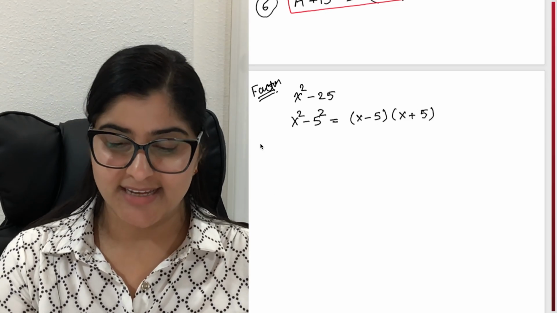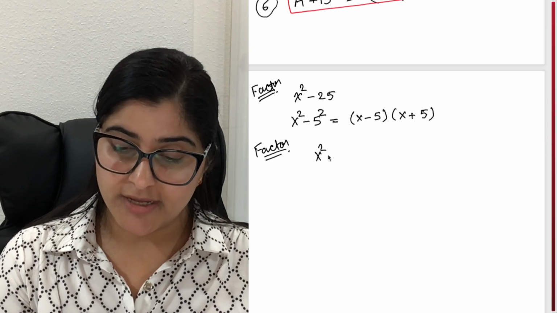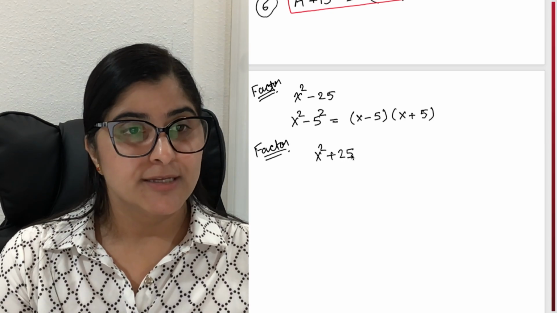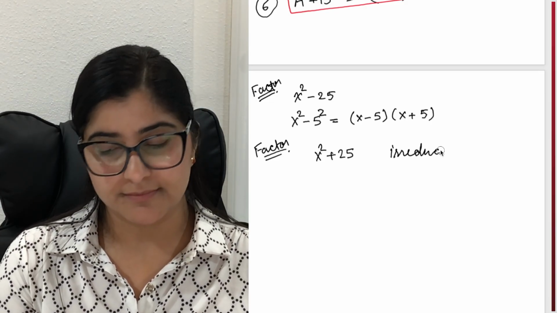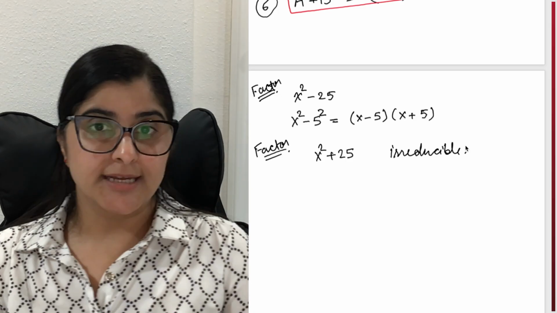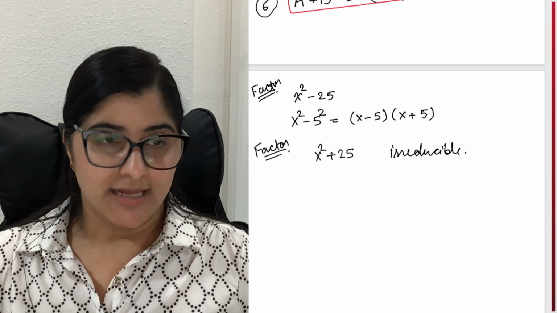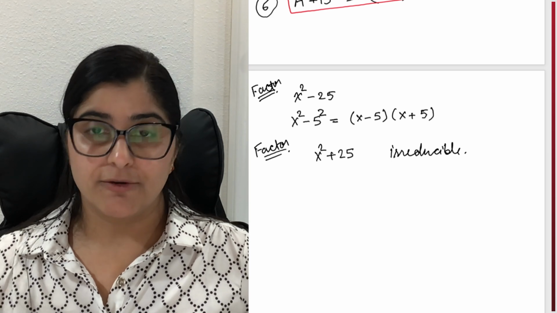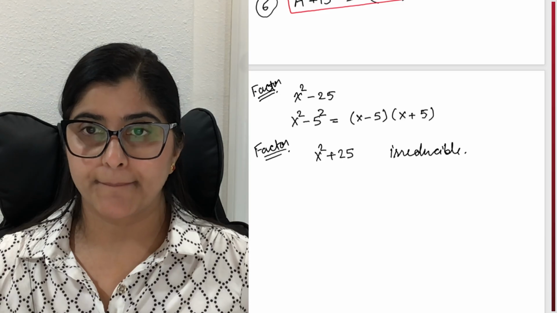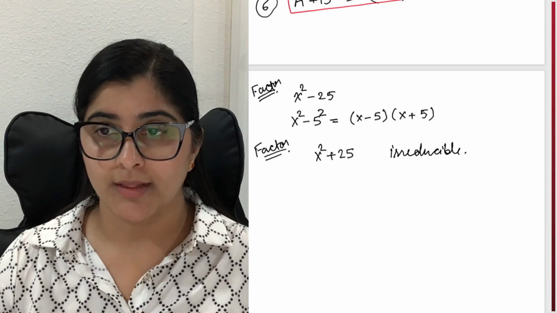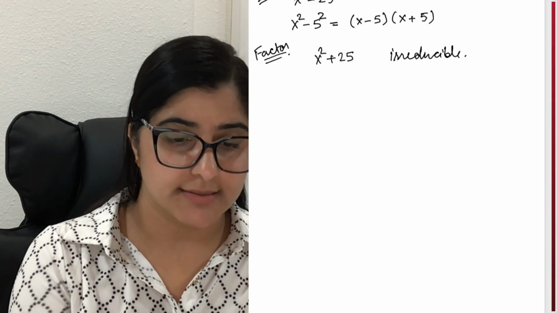We factor it. Now if we are asked to find the factors of x squared plus 25, it is irreducible. We cannot reduce this to a product of 2 smaller factors. So there is another way of factoring, which is called the diamond and box method. Let's discuss that.